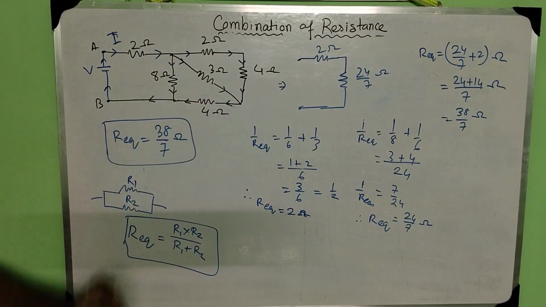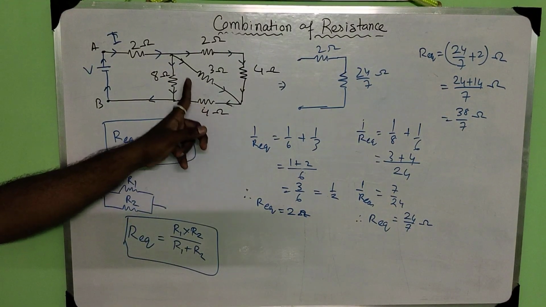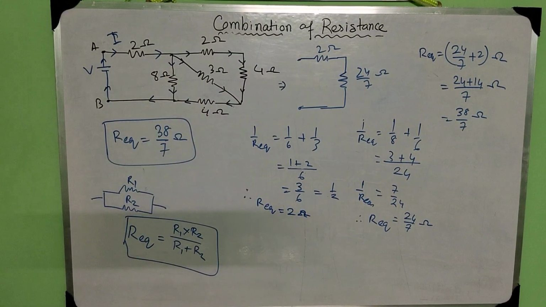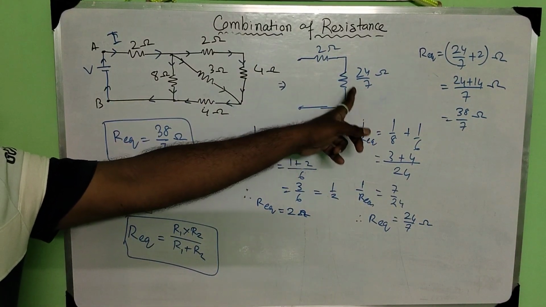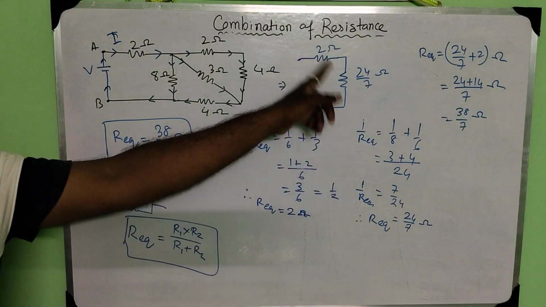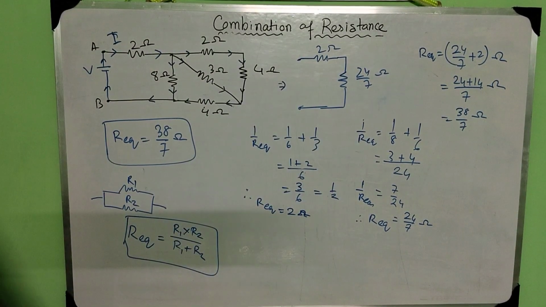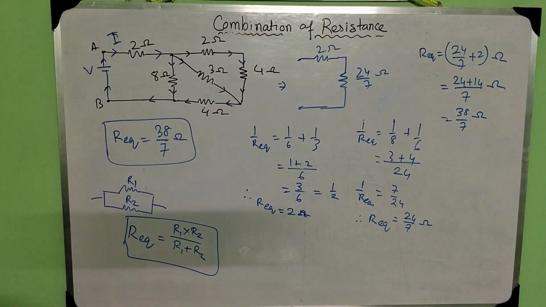And 2 and 4 again are in series combination. Then 2 plus 4 is 6. The 6 is in parallel combination with 8. So it will come as 24 by 7. Then 24 by 7 and 2 are in series combination. Then it will come as 38 by 7. Okay? I think it is clear to everyone. Very easy thing.